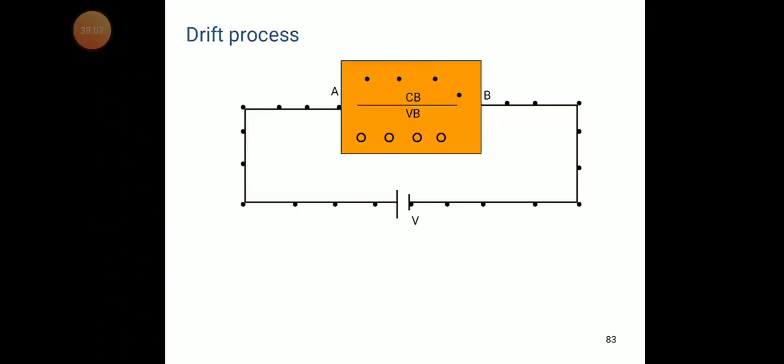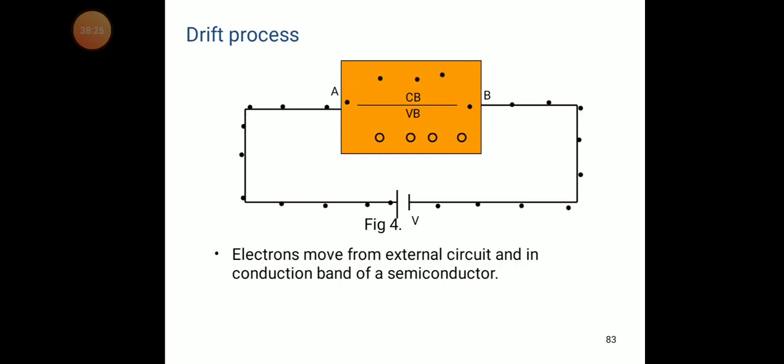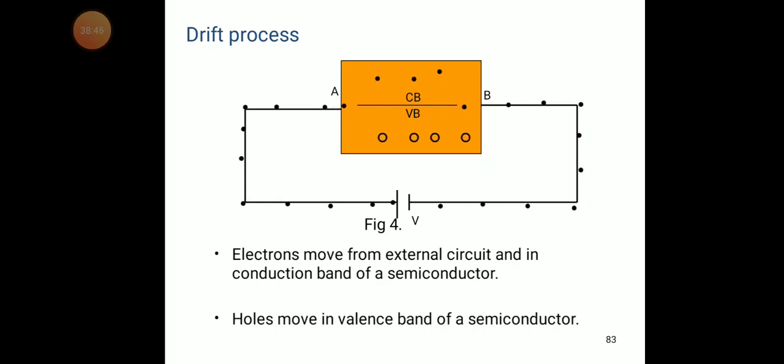Now we try to discuss in detail. Drift process means you can see, we are applying the external voltage so that the electrons are moved through the path. Electrons move from the external circuit and in the conduction band of a semiconductor, that is known as the drift process. Holes move in the valency band of a semiconductor.